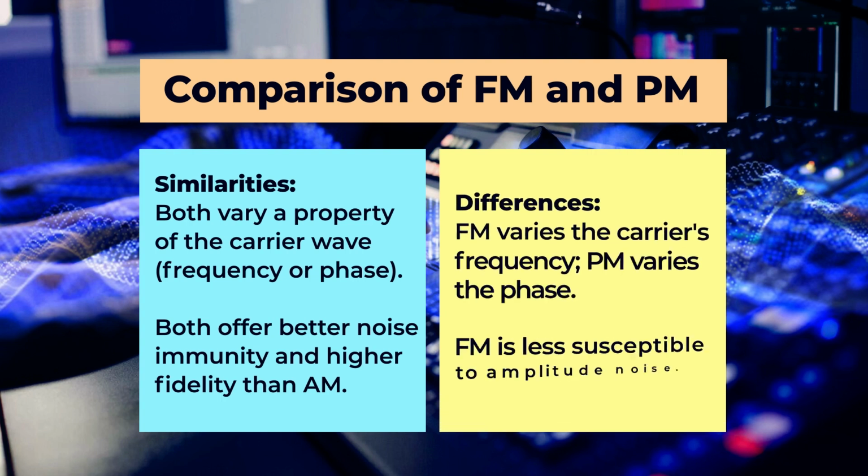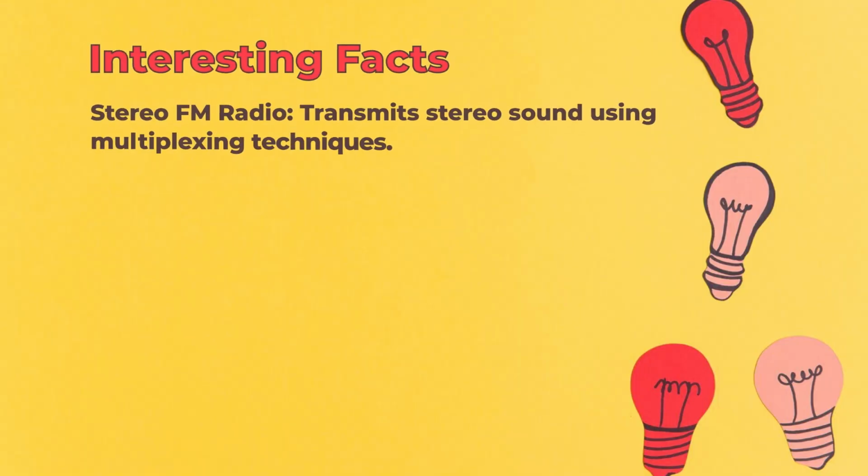Now, the key differences are: in FM, the frequency of the carrier is varied according to the amplitude of the input signal, while in PM, the phase of the carrier is varied. FM is less susceptible to amplitude noise and interference, making it ideal for high fidelity audio broadcast. PM can be more complex to implement because the phase shift needs to be precisely controlled and measured. Now, as we have covered PM and FM both, here are some interesting applications.